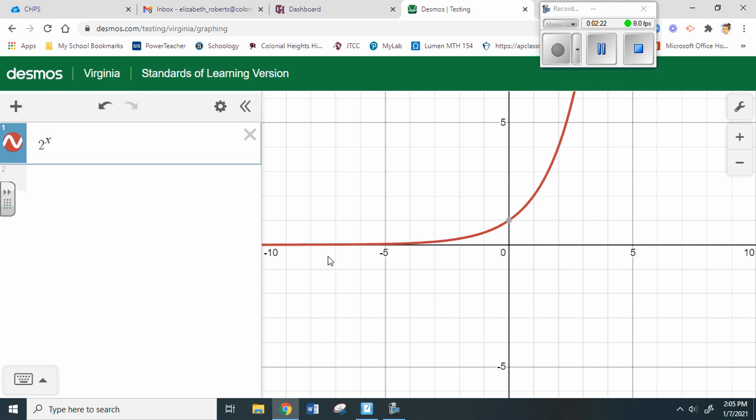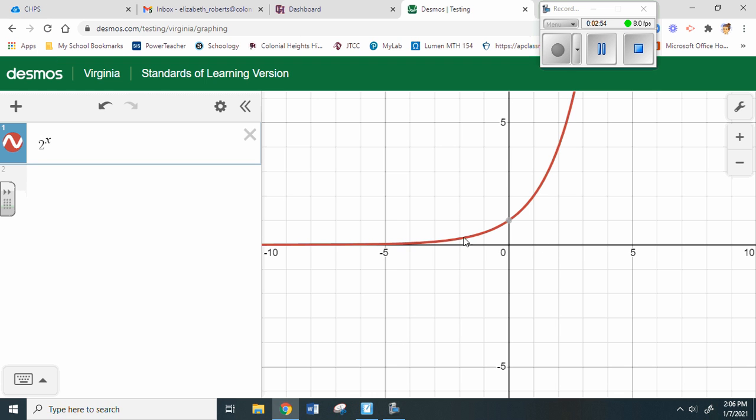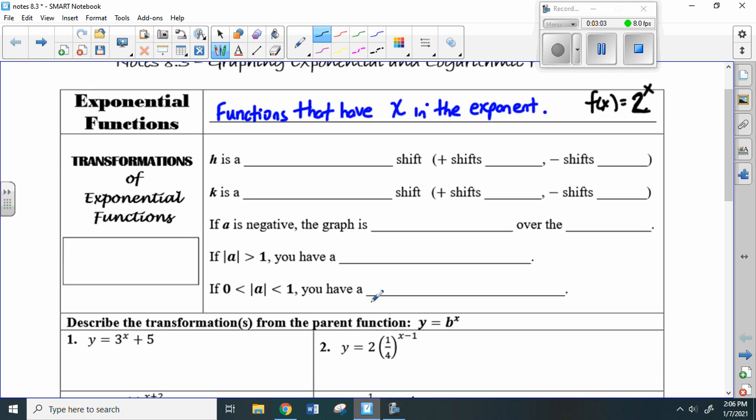So it's a curve, and that number, that 2, can change pretty easily, and the graph doesn't change a whole lot. But if that number becomes a fraction, then the graph starts to change, but we'll get into that more in a few minutes. So this is giving you an idea of what the parent function would look like. All right, so let's talk about transformations.